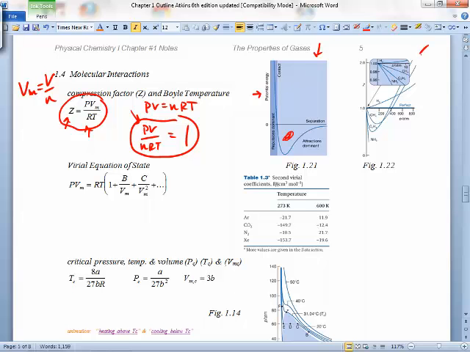Take a look at this next plot, figure 122. Now we're plotting Z versus our pressure. And they just plotted it for different gases. So you pick a gas, like hydrogen, for example. Look at hydrogen's plot. And all they did is they just changed the pressure.